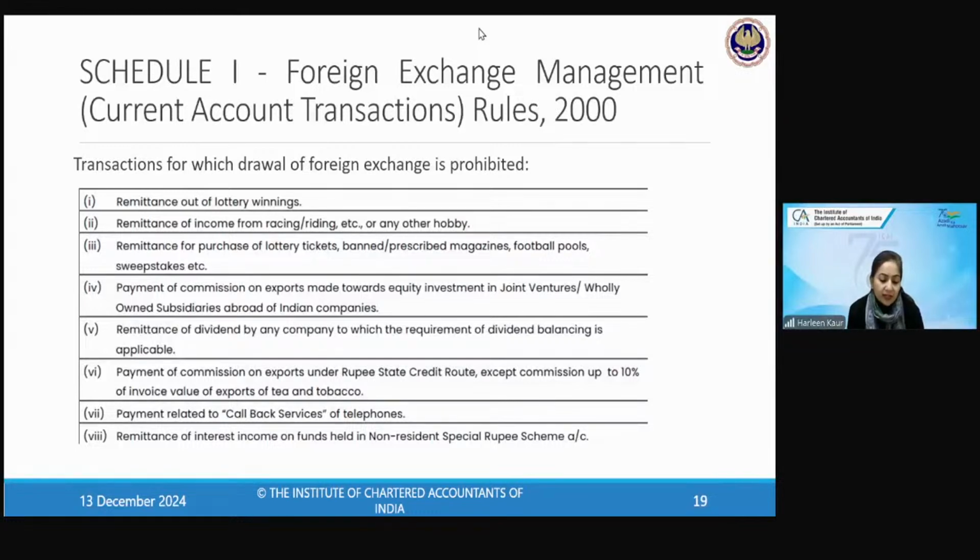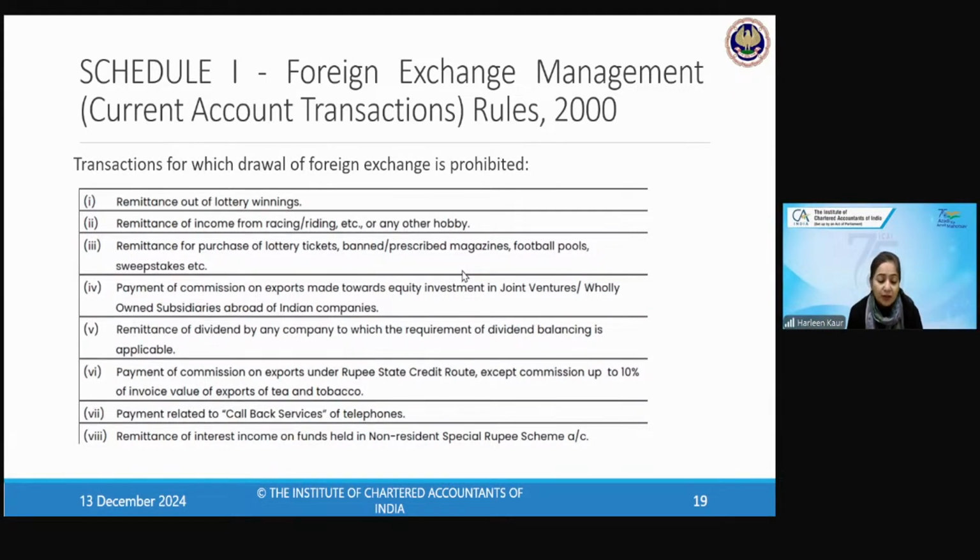All right. Now, the transactions for which foreign exchange is strictly prohibited. You can write down in your notebooks that for these transactions, no foreign exchange is allowed to be used. What are these transactions? Number one, remittance out of.